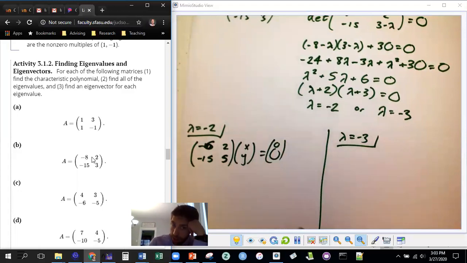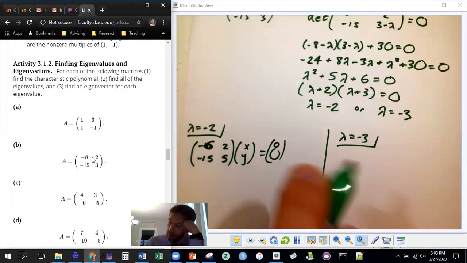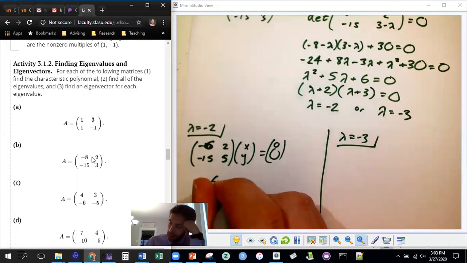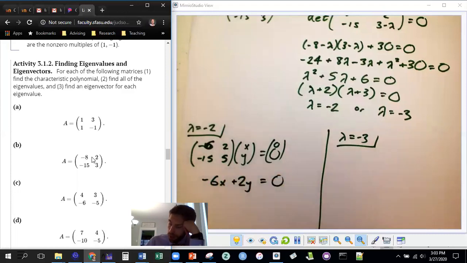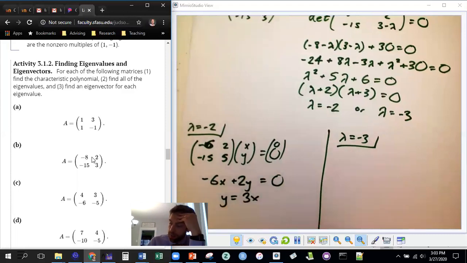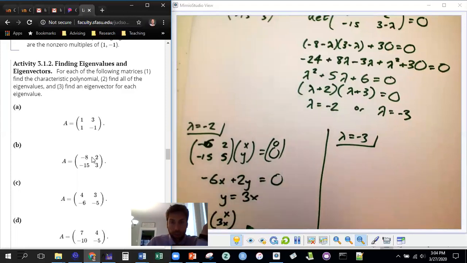So pick your favorite one. My favorite is the top one. So then -6x plus 2y equals 0. Well, let's see. I can divide that by 2 and solve for y. So y equals 3x. So then my vector is (x, 3x). And then my favorite number to plug in for x is 1. So my answer is (1, 3).